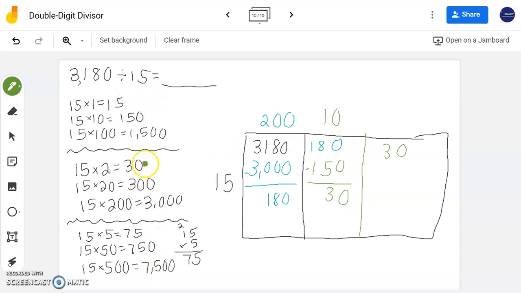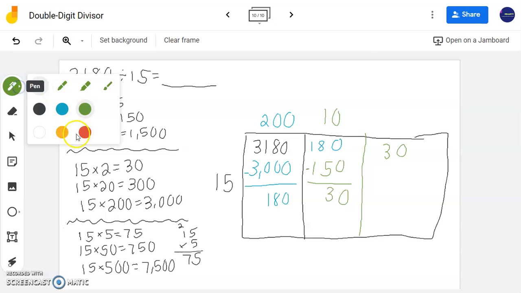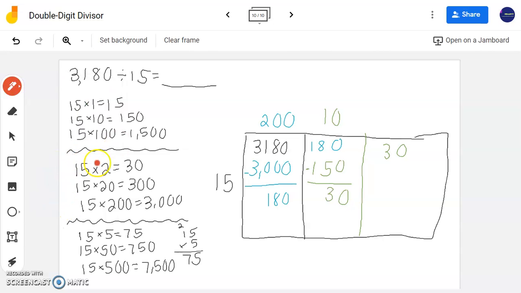However, I already have 150 here, and that's fine. I already did the multiplication. I don't have to guess and check again on the side. So again, I might as well use what I already have. So now I'm going to go in red for my last step.